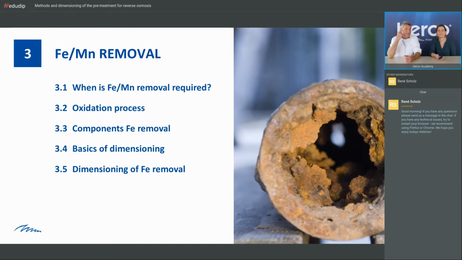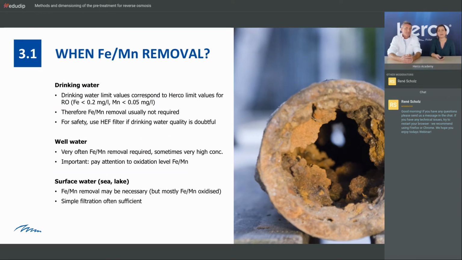presentation: iron and manganese removal. When do we need that? What is the oxidation process? Because it's not only a filtering process, it's a chemical reaction and then a filtering process. The components of the iron removal, the basics of dimensioning, we have to present that, and the dimensioning of these iron removals. Okay, so let's start right away.